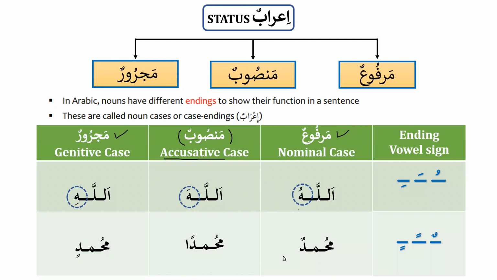Similarly, it can end with tanween. For example, Muhammadun, and it can be Muhammadan when it is mansub, and Muhammadin when it is majroor. So these are basically the 3 states of the noun: marfu'un, mansubun, and majroorun.